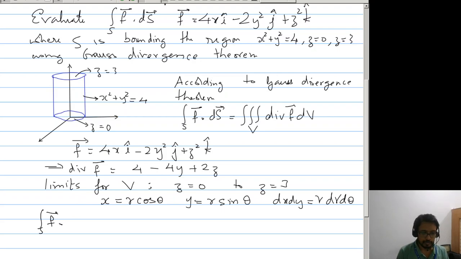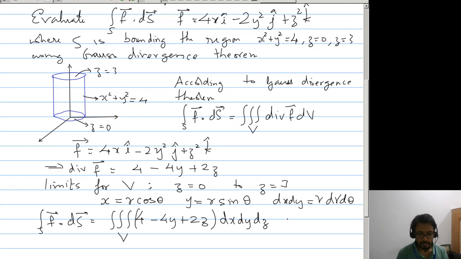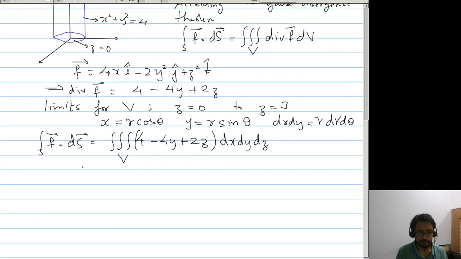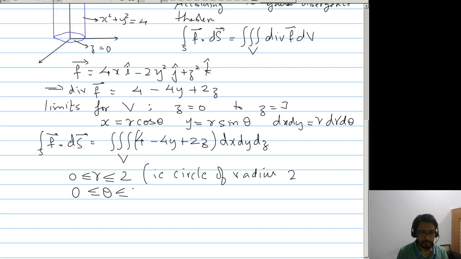So the integral of F dot dS is the integral over V of 4 minus 4y plus 2z dx dy dz. Now the limits for r will be 0 to 2, that is, the boundary of the circular region is radius 2 units, and the limits for theta will be, because we have the entire circular region, from 0 to 2 pi.